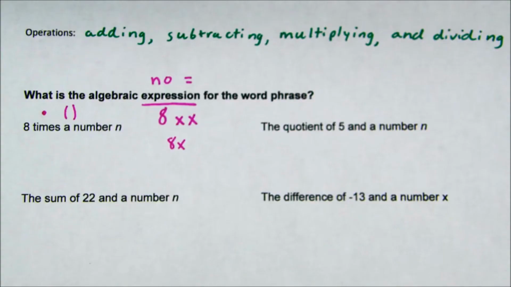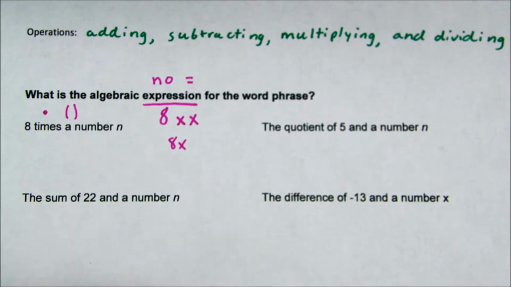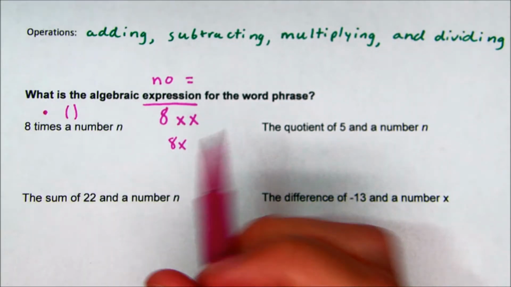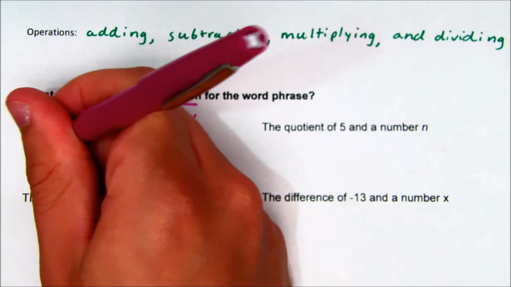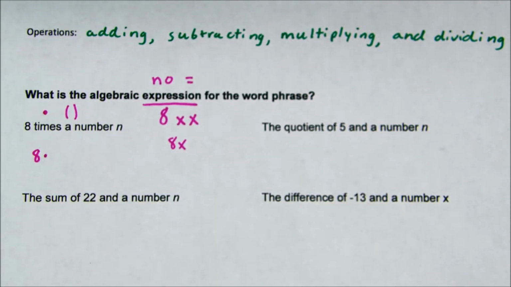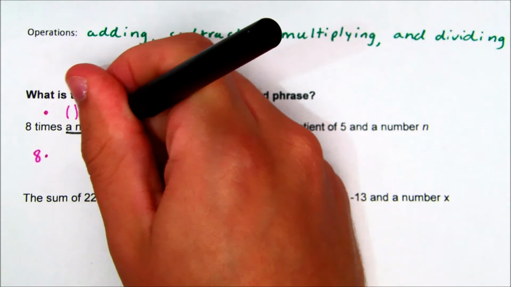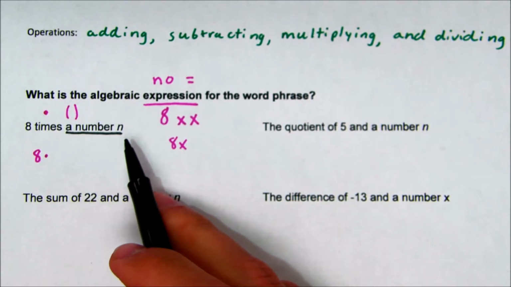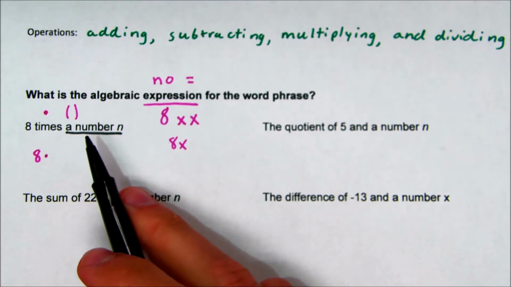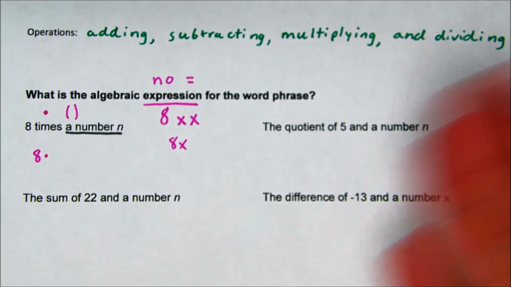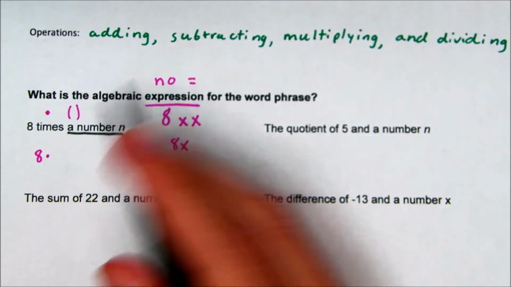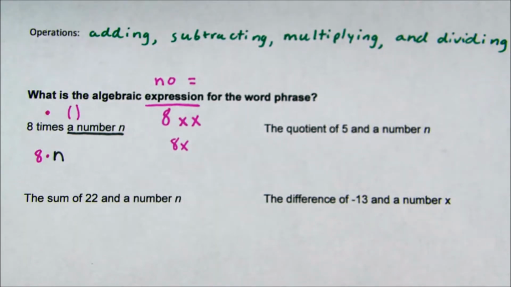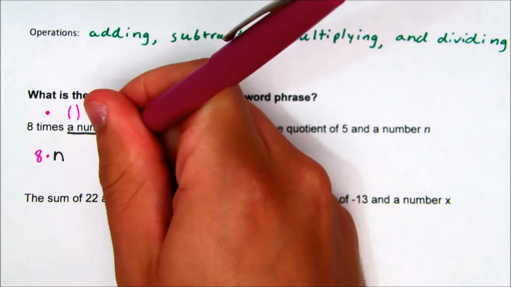So back to our original problem, we had 8 times a number n. Okay, so 8 times, this phrase, a number n, sounds weird. Here's what it means. A number n simply means that n is the variable we're going to use in this problem. N can represent any number of things. So that's why we just use n. So it'll look like that, 8 times n. Or we could do 8 parentheses n, or we could just do 8n.